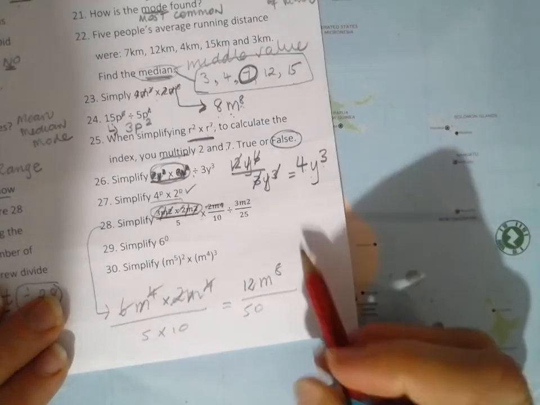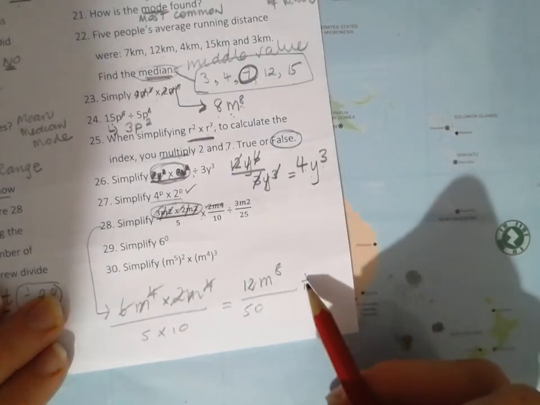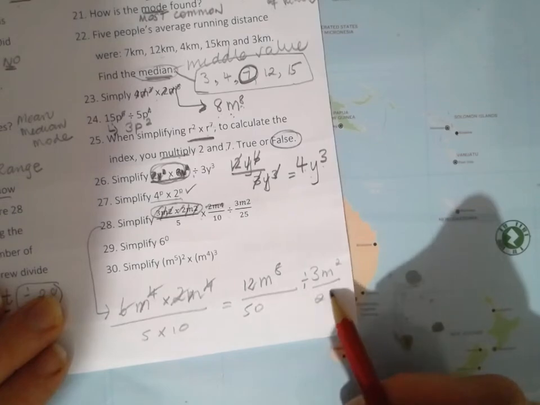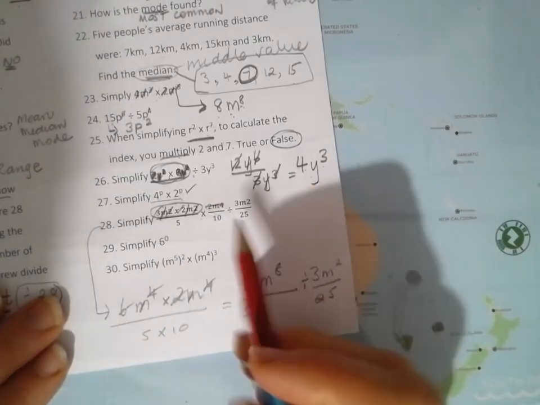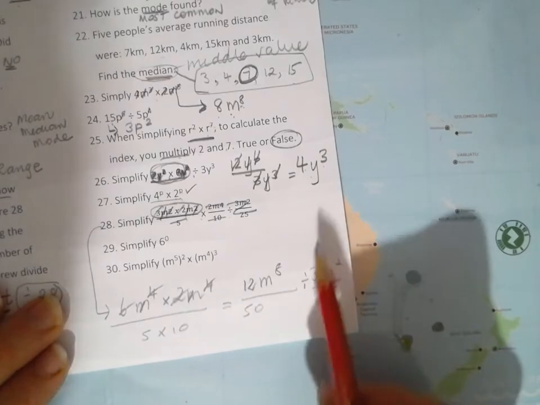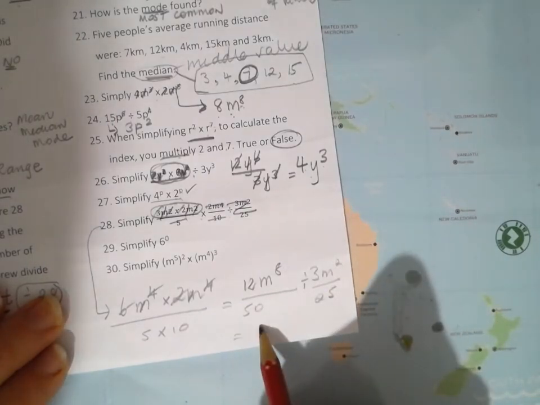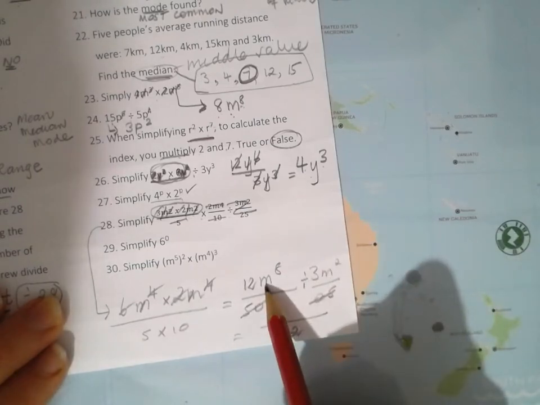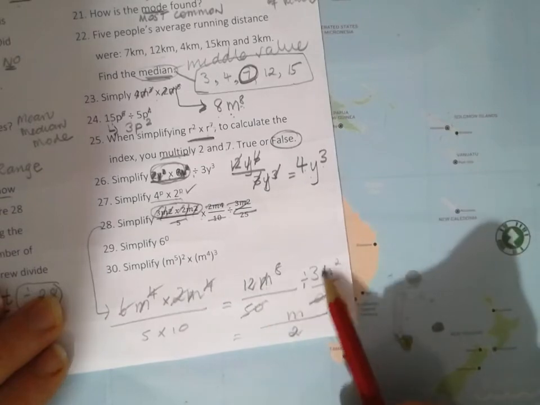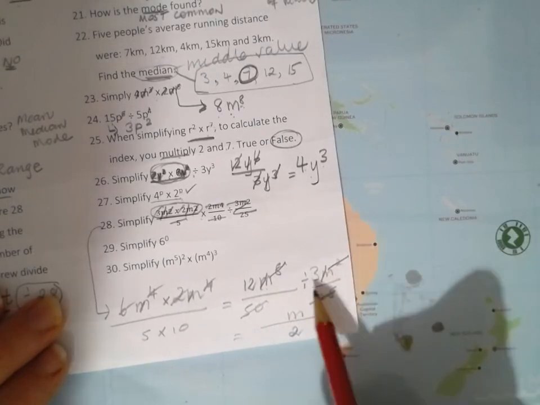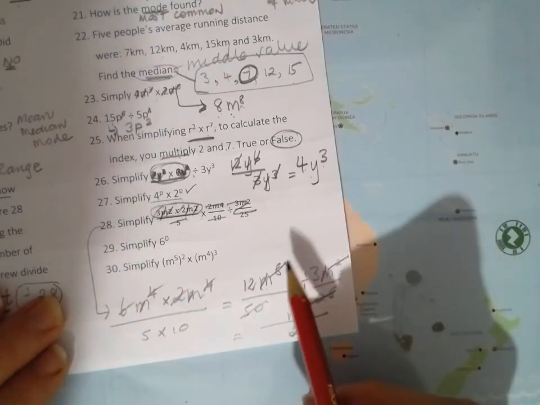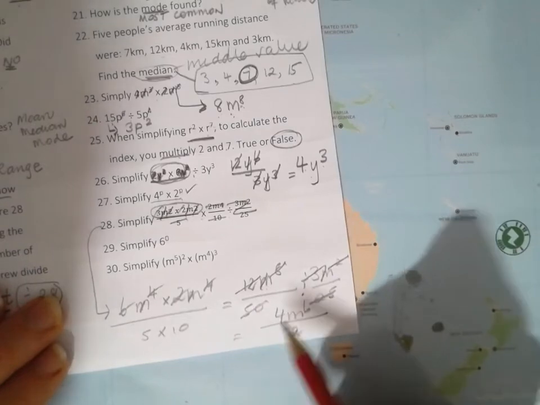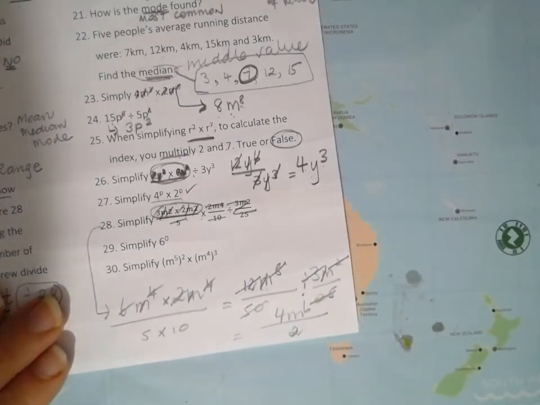Okay, now we're going to divide that by 3m squared over 25. So we've worked through all of these now. So I guess we say 50 divided by 25 is 2. We're going to keep the base, which is m. We're going to subtract the powers because we're working with division now. So 8 take away 2 is 6, and 12 divided by 3 is 4. Alright, so 4m^6 over 2.